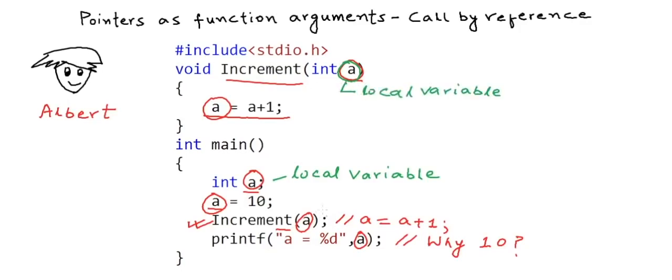When main calls the method increment and passes this a as argument to the function, then only the value of a is copied to this another a, which is another variable local to the increment function. So what I'll do is I'll do a couple of modifications in this code to show you a better picture.